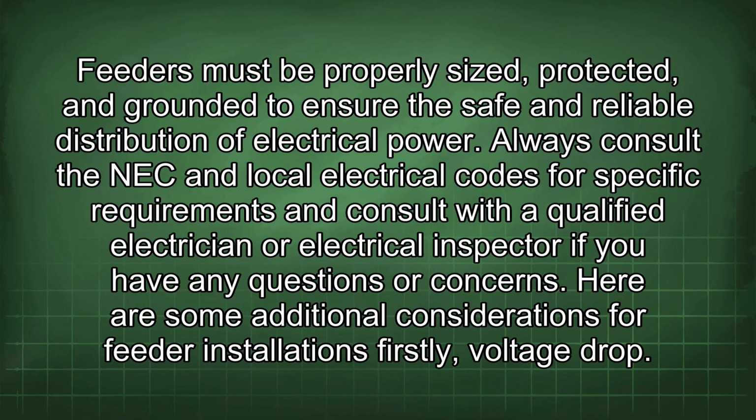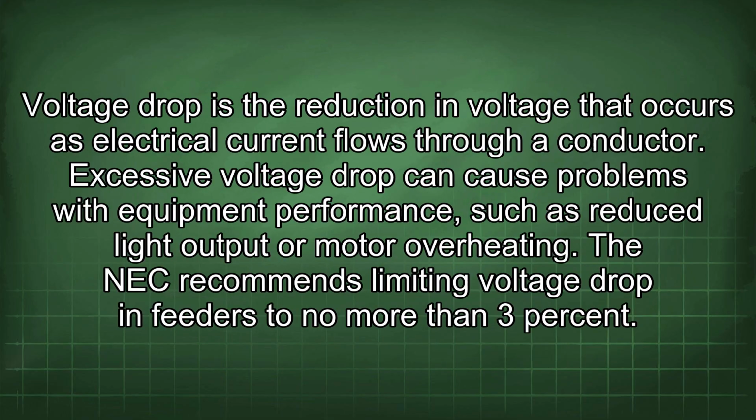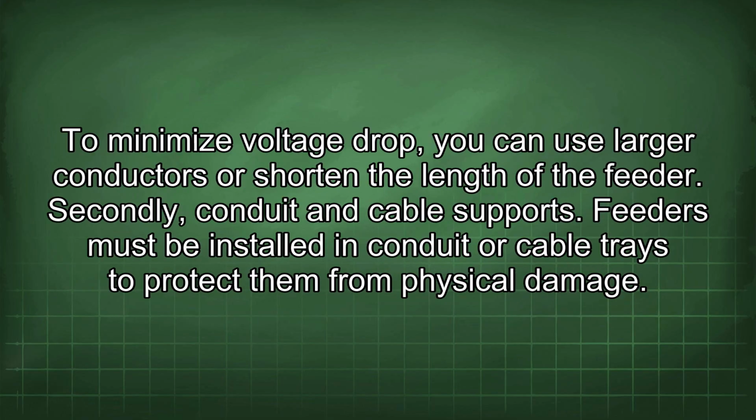Here are some additional considerations for feeder installations. Firstly, voltage drop. Voltage drop is the reduction in voltage that occurs as electrical current flows through a conductor. Excessive voltage drop can cause problems with equipment performance, such as reduced light output or motor overheating. The NEC recommends limiting voltage drop in feeders to no more than 3%. To minimize voltage drop, you can use larger conductors or shorten the length of the feeder.